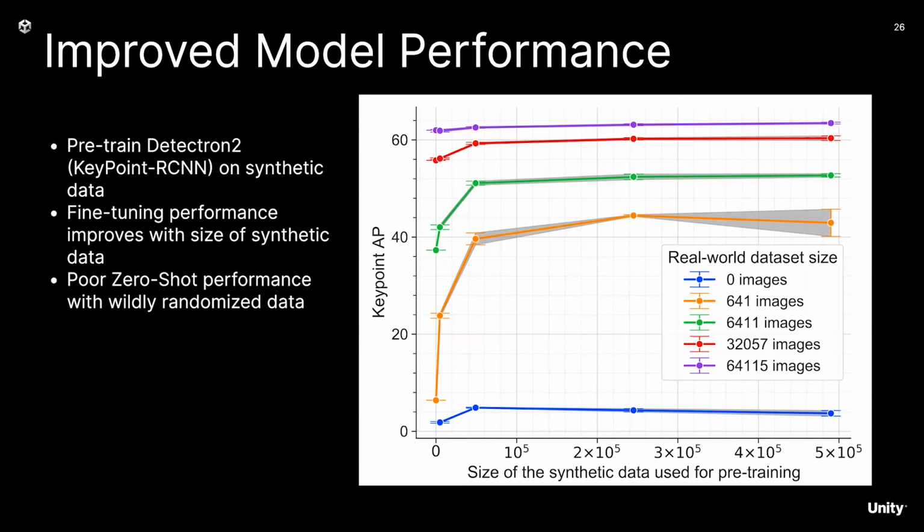Here we see the effect of synthetic data size on model performance for key point average precision. In blue, we see the zero-shot performance. So this is just synthetic data, no real data, and we see that it's not very good. We see, though, that as we add a little bit of real-world data, model performance improves dramatically with synthetic data. For reference, these were the ImageNet pre-training numbers. So we can see that, as before, we are outperforming, particularly in the small data limits.